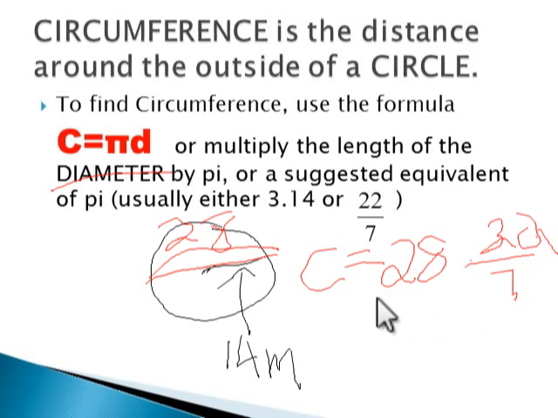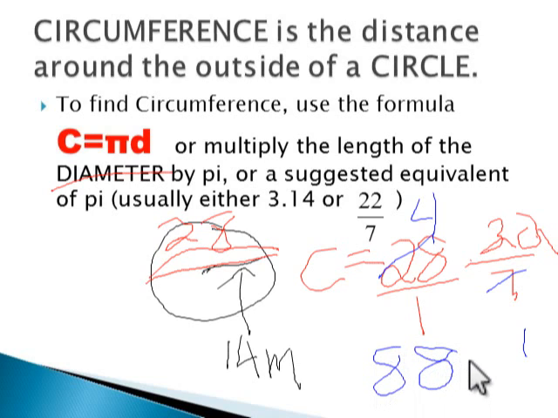Okay, so I'm going to put 28 over 1. I'm going to change colors of my pen just to make it easier to see. And then I'm going to cancel. We learned that in the fractions unit. And 7 goes into 7 once. 7 goes into 28 4 times. And then 4 times 22 is 88. And 88 over 1 just equals 88. So this time the circumference of that circle, using the fraction equivalent of pi, is 88 meters. And that's basically it. Good luck.